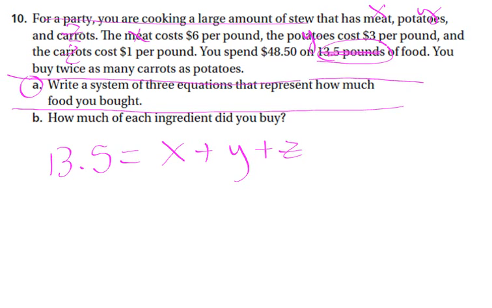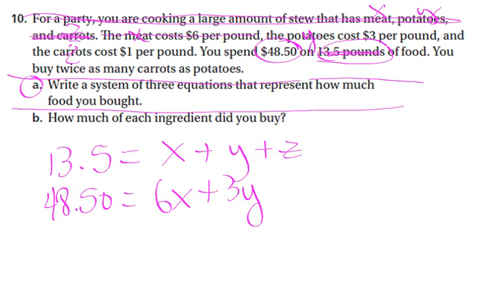So now let's work. We've done this and this. Let's work on the next thing. It says we spent $48.50. So now let's go to the money. $48.50 is equal to $6 per pound of meat, so $6 times the pounds of meat, plus the potatoes are $3 per pound, so $3 times the number of pounds of potatoes. And the carrots are $1, so $1 times the number of pounds of carrots. So there's our second equation.